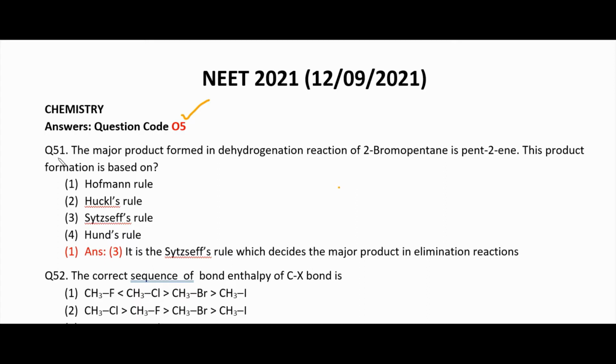Question number 51. The major product formed in dehydrohalogenation reaction of 2-bromopentane is pent-2-ene. This product formation is based on four options that have been given. The correct option is 3. Answer is 3, because it is the Saytzeff rule which decides the major product in elimination reactions.